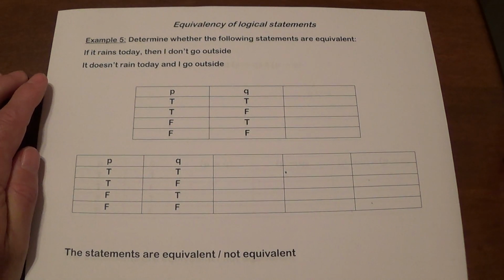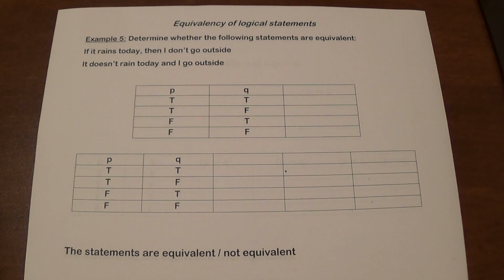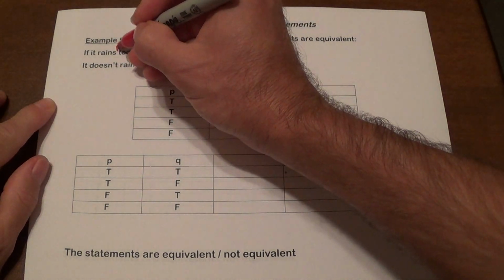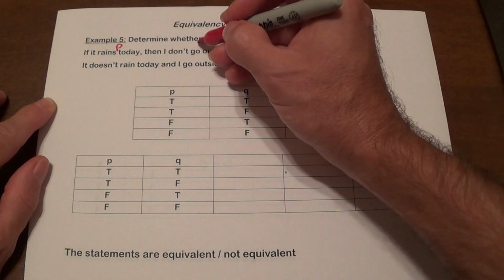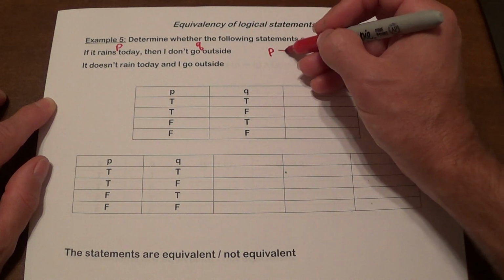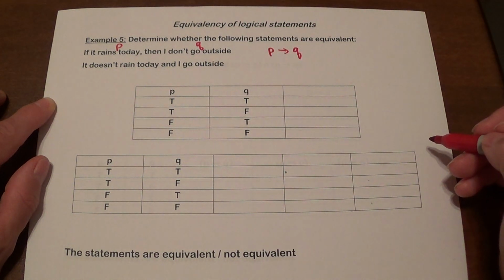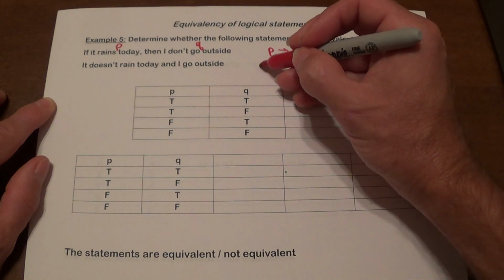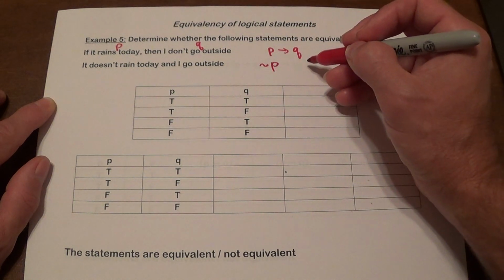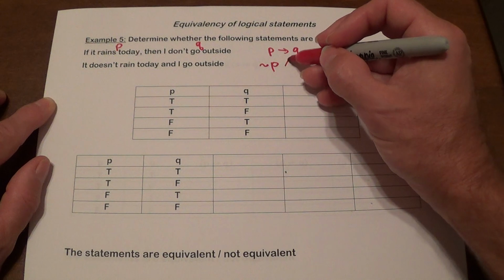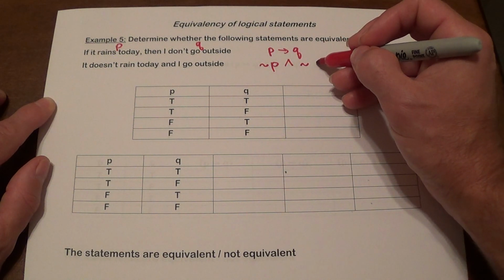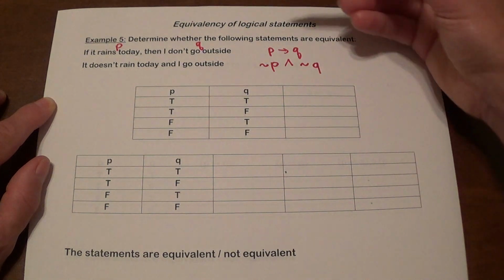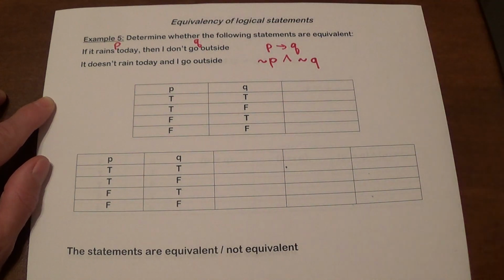Okay, so now we have a verbal statement. When you do this, you will always want to write them symbolically first. So I have two. If it rains today, let's call this P. Then I don't go outside, let's call this Q. So we're going to write that as P implies Q. If it doesn't rain today and I go outside, so if it doesn't rain today, it will be not P and not Q. Remember, you have to negate this statement, don't go outside, to get I go outside.